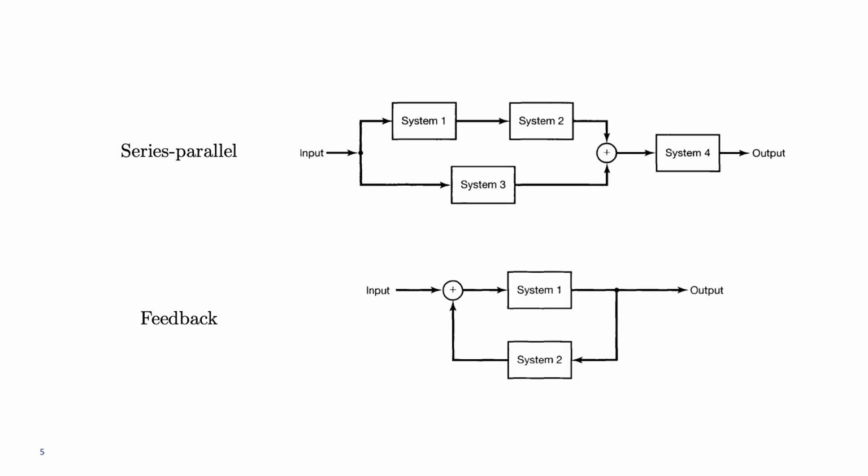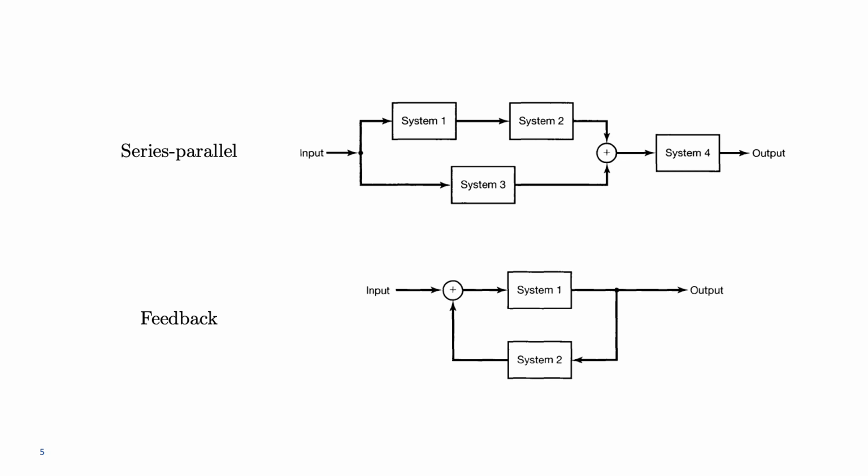In addition to series or parallel interconnections, we can combine those to obtain a more complicated interconnection. For example, in the figure on top, you see a series parallel interconnection. A certain input goes to a cascade of system 1 and system 2 and also to a system 3. And the outputs of these two are added up and fed into a system 4, which then produces an output for the overall system.